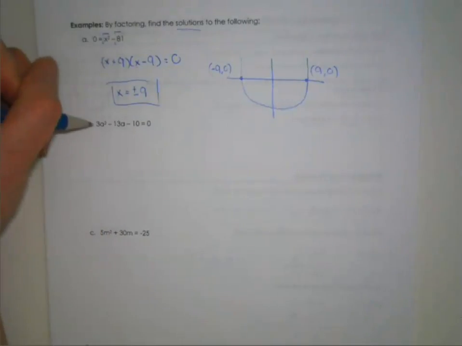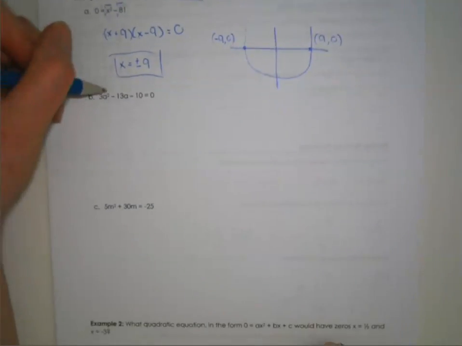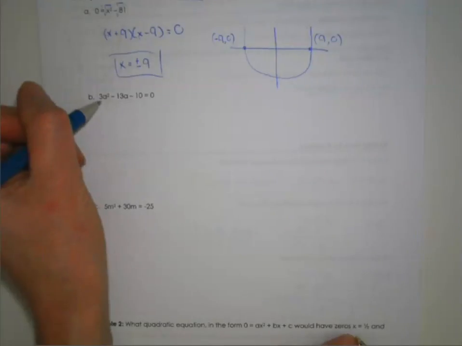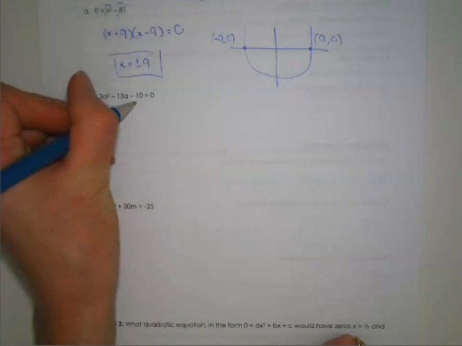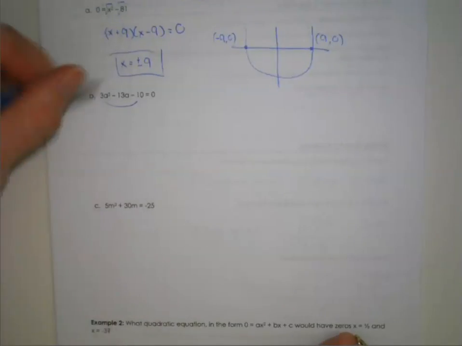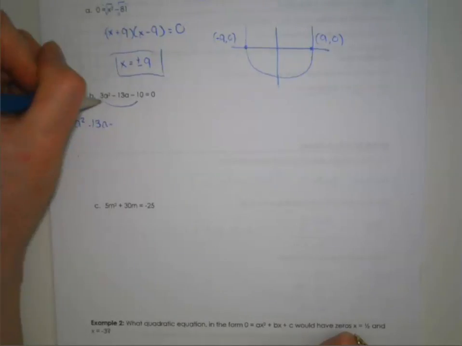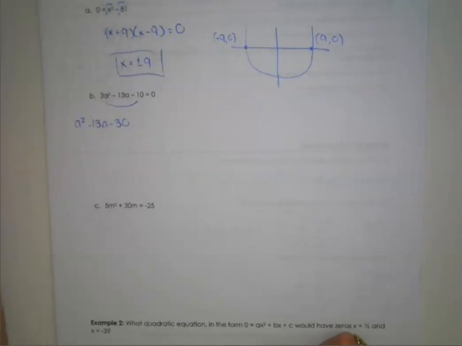Okay, in this next one, factoring again to solve. So we have a value in front of our a squared, and we don't want to have that. So let's use the swing method. Remember, that means we're going to swing the 3 over to the end. So we're going to be left with a squared minus 13a, and then that 3 swung over to multiply by the 10. So 10 times 3 is -30.